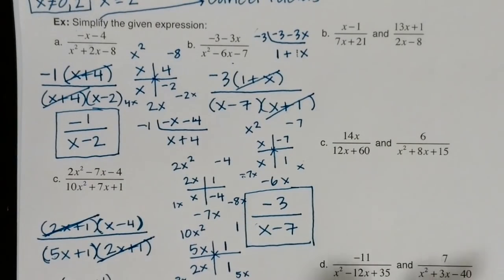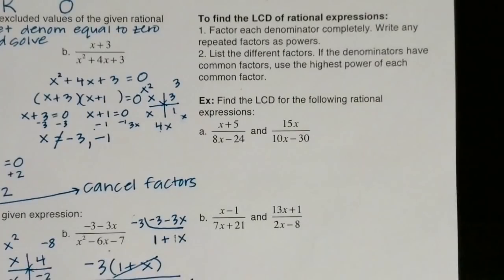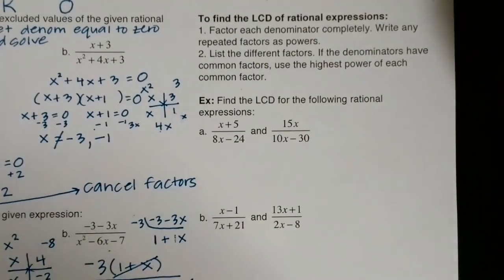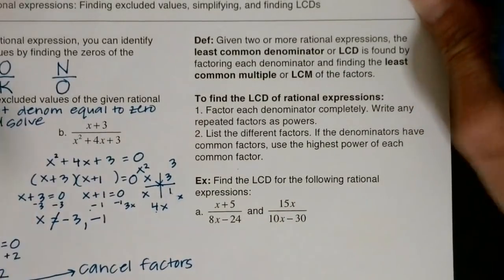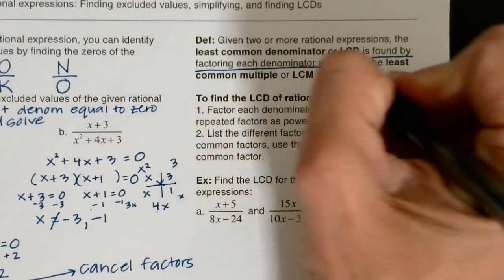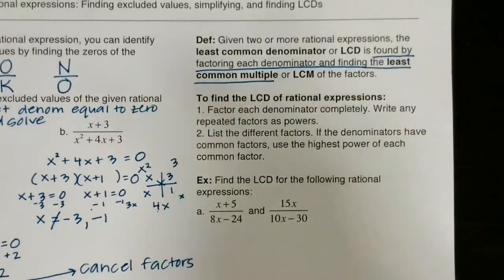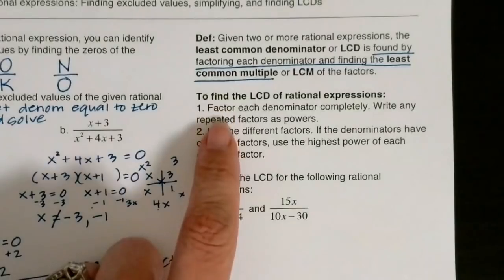Okay, last little thing in today's lesson is called the LCD. This is something you guys did way back in grade school. So we're going to go over the definition of it real quick. The least common denominator is found by factoring each denominator and finding the least common multiple, or LCM, of the factors. Here it is broken down step by step.